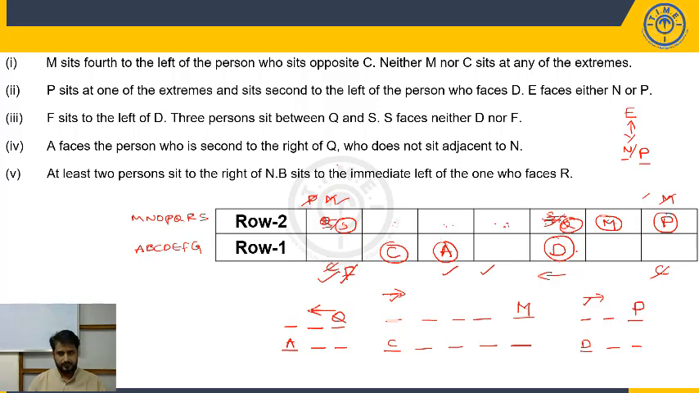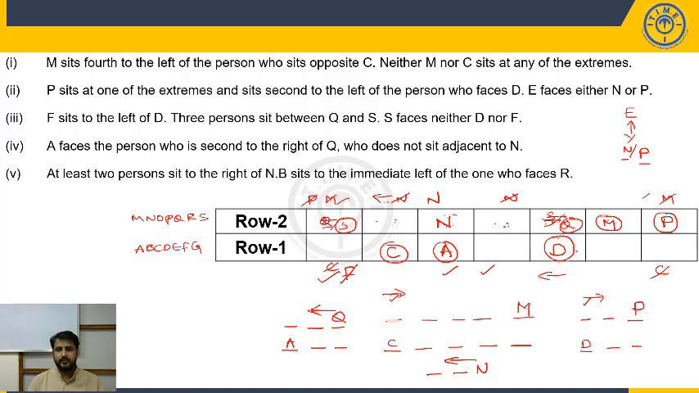Next, Q does not sit adjacent to N. So N cannot be here. N can be any one of these two positions. At least two persons sit to the right of N. So right of N, this side, at least two are there. At least two, minimum two. So N cannot be here, because if I take here, on the right side of N only one person will be there, but we require minimum two. So N position is here.